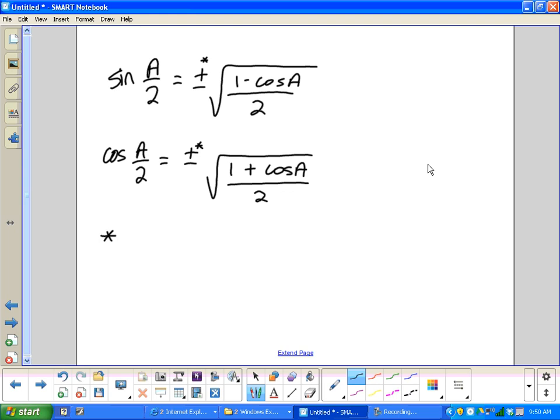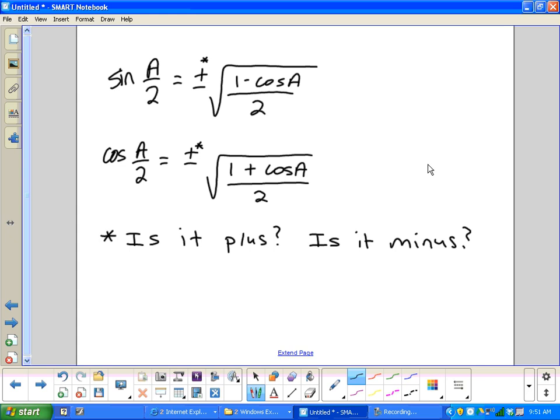All right, now here's what you have to do with that plus or minus sign. Again, it's not really plus or minus, it's more like a question. What we're asking there is, is it plus or is it minus? Probably better to say, is it positive or is it negative? It's one or the other, it's not both.